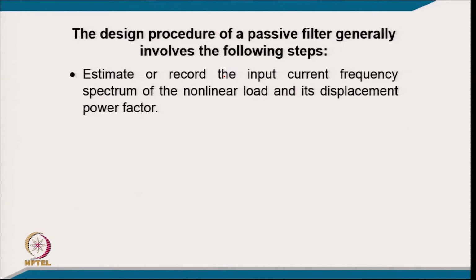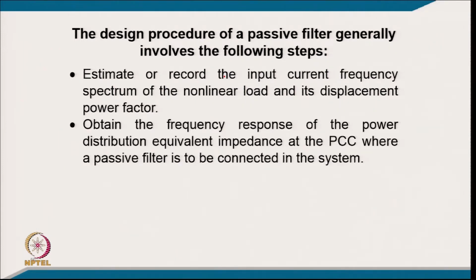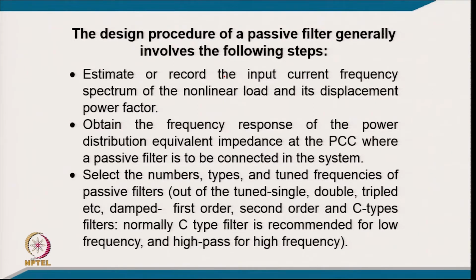The design procedure for passive shunt filter generally involves the following steps: estimate or record the input current frequency spectrum of the nonlinear load and its displacement power factor; obtain the frequency response of the power distribution equivalent impedance at the PCC, where the passive filter is to be connected in the system; and select the number, types and tune frequency of passive filters, out of tune single, double, triple, etc., and damped first order or second order or C type filter.